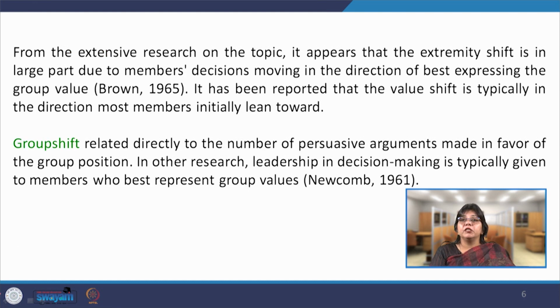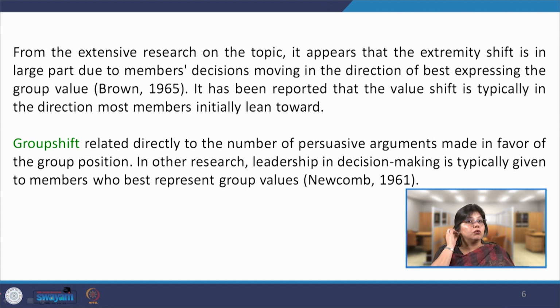It appears that the extremity shift is in large part due to members' decisions moving in the direction of best expressing the group value. The more the members are expressive, whether positive or negative, the more adamant and strong they become in expressing the group value in that particular direction. They support each other's negative opinion. It has been reported that the value shift is typically in the direction most members initially lean towards. That means if the opinion is leaning negative, then members will also lean negative. It is going more extreme.